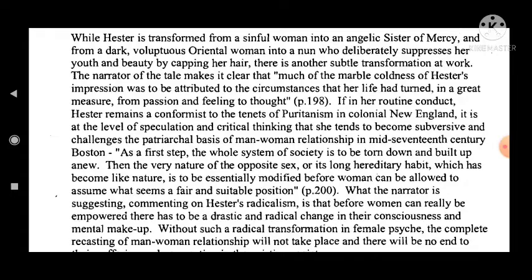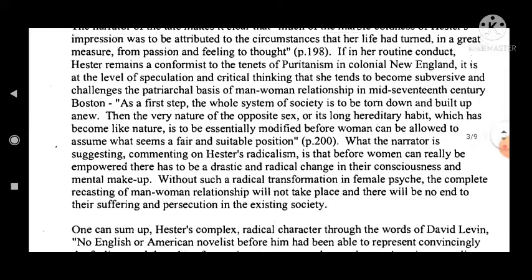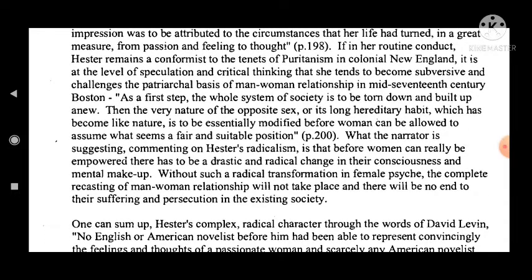It is at the level of speculation and critical thinking that she tends to become subversive and challenges the patriarchal basis of man-woman relationship in mid-17th century Boston. "As a first step, the whole system of society is to be torn down and built up anew. Then the very nature of the opposite sex, or its long hereditary habit, which has become like nature, is to be essentially modified before woman can be allowed to assume what seems a fair and suitable position."